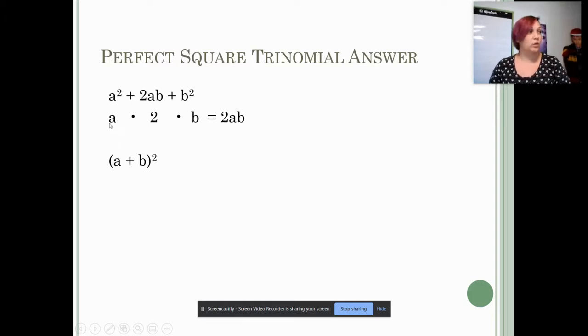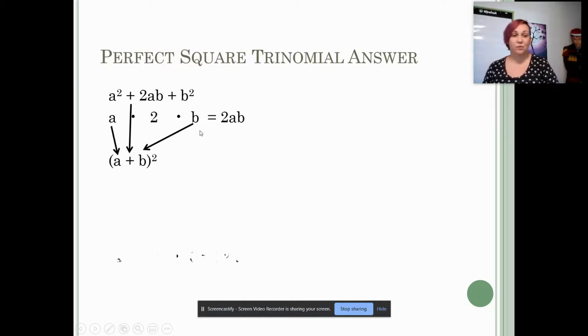And inside the parentheses, you can take that from what is currently written on the paper. I'm going to take the square root of the first term, which is a. I'm going to take the sign from the middle number, which is a plus sign. And I'm going to take my square root of my last term, which is b. And that's how you determine what goes inside the parentheses. The square root of the first number, the sign from the middle number, and the square root of the last number, and then put it in a parentheses with a square on the outside. And that is how you factor a perfect square trinomial.